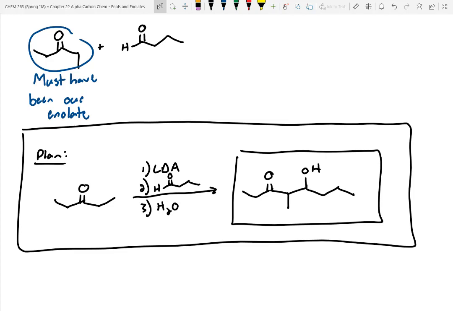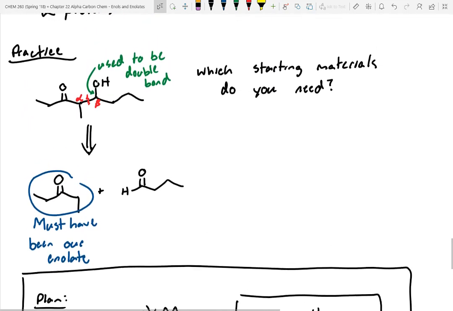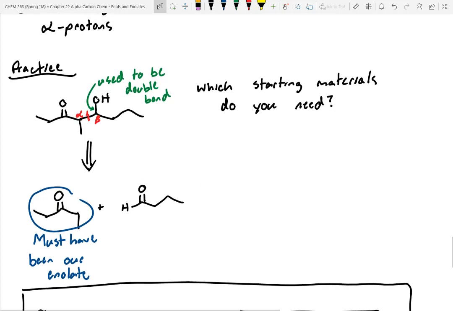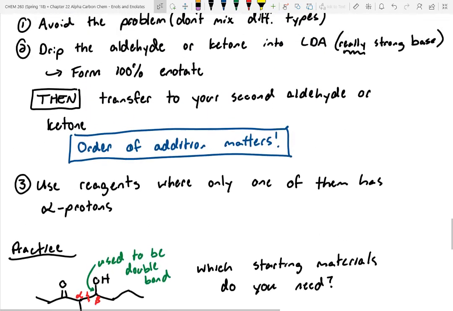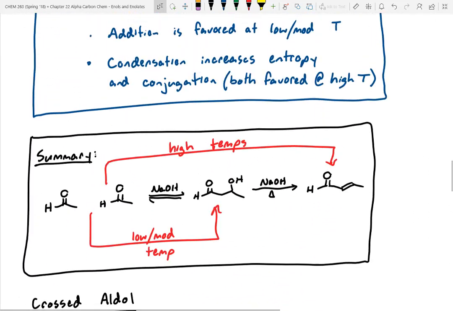Yep. Can you slow up a little bit? It says used to be double bond. How do you really know that? Because I kind of feel like I'm getting this, but it may be something that... So your question was, how do you know that that used to be a double bond? A lot of it's just pattern recognition.